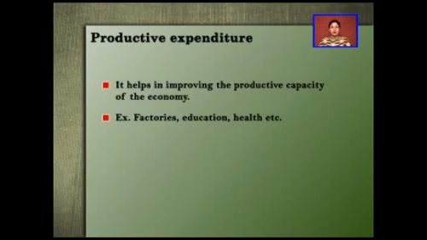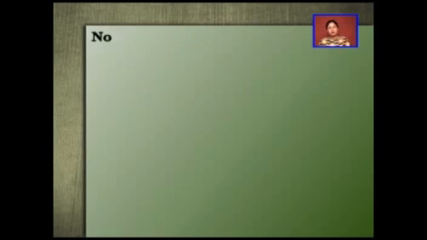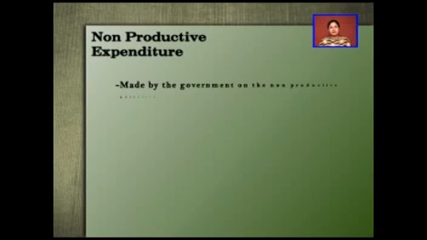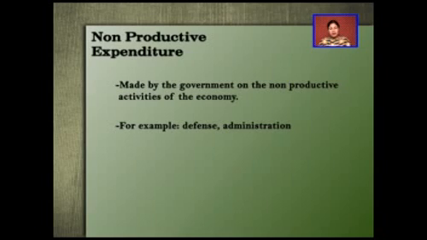Next, after productive expenditure, we have unproductive expenditure. Unproductive expenditure is that which is made by the government on the non-productive activities of the economy, like the maintenance of defense and the maintenance of administration, for the smooth functioning of the economy. No doubt, these things help in the smooth functioning of the economy, but these areas do not help in increasing the productive capacity of the country. Now we are clear with the different types of public expenditure.